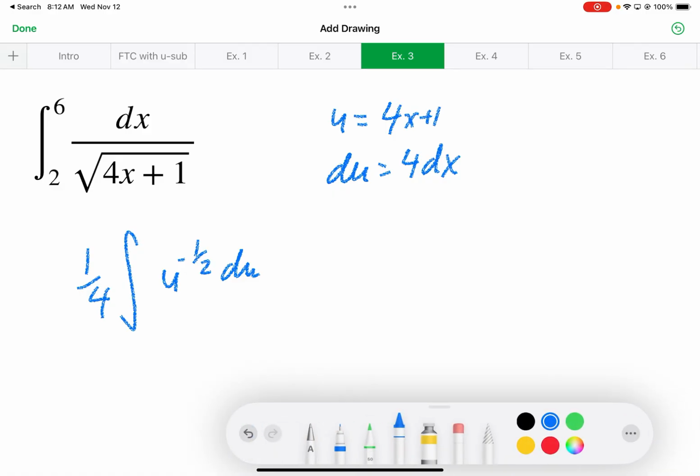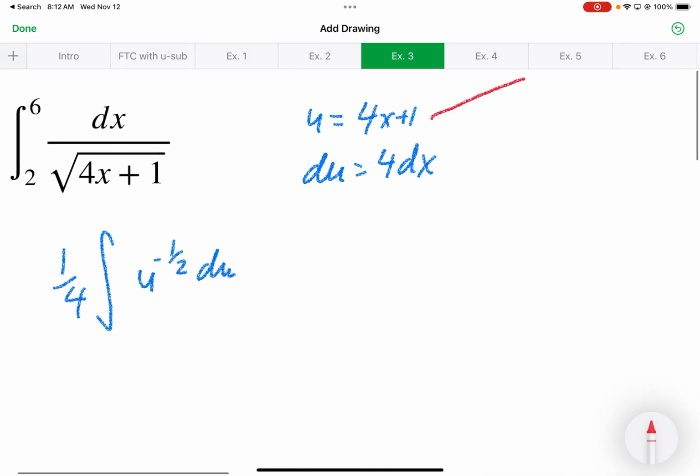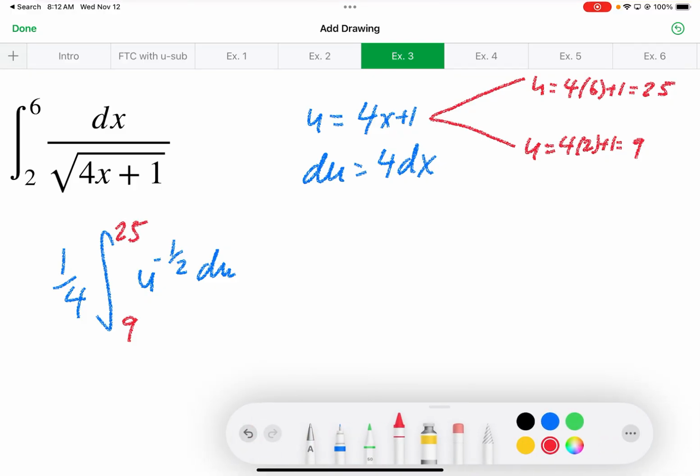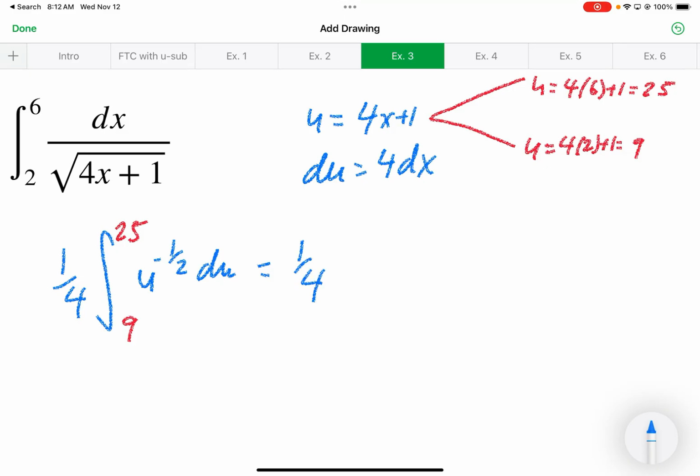So I need to find my limits. Then u is going to equal 4 times 2 plus 1, or 9. And my other one is going to be u equals 4 times 6 plus 1, or 25. Oh, man. Those are perfect squares, which is good news for us here in a second. All right. My new exponent, I add 1, so it becomes u to the positive 1/2. And then multiply that by 2. And then I need to evaluate that from 9 to 25.